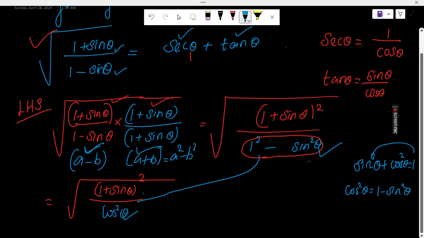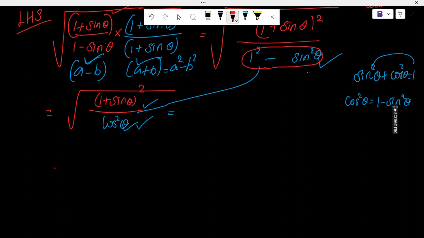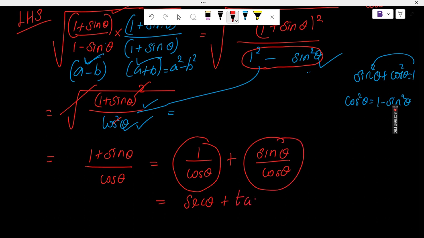Yes. So now we have the numerator as a whole square, the denominator as a whole square. Now we can take the square root. So what is that square root my dear? If you take the square root, we have 1 plus sine divided by cos theta, and we can write the denominator for both: 1 by cos plus sine by cos. So what is 1 by cos? That is secant. And sine by cos, that is tan. So this is our RHS.